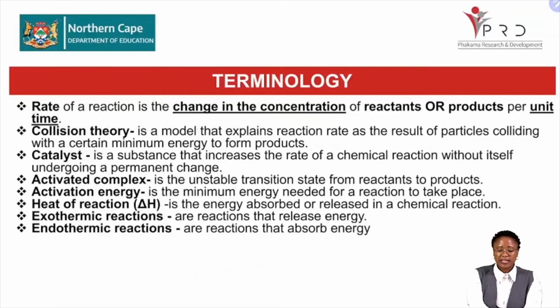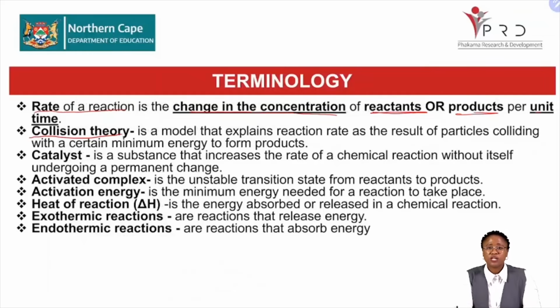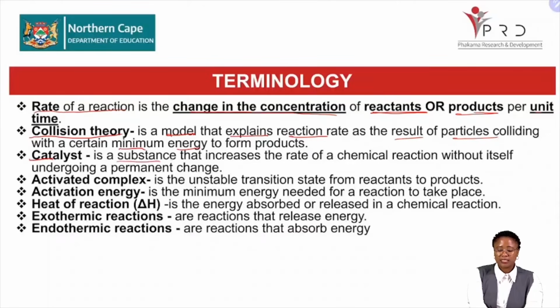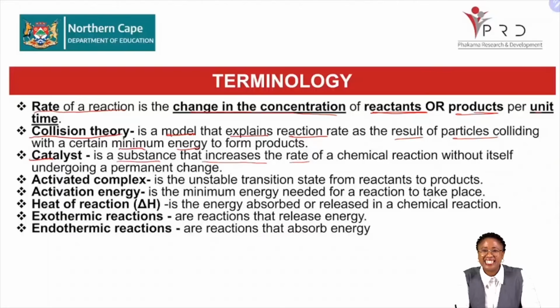You should know how to define the rate of reaction as the change in concentration of the reactants or products per unit time. That is the definition for the rate of reaction. Another definition that you must know is the collision theory. It is a model that explains reaction rate as a result of particles colliding with a certain minimum energy to form the product. And then the next one is the catalyst. A catalyst is a substance that increases the rate of reaction without itself undergoing a permanent change, and it does that by lowering the activation energy.